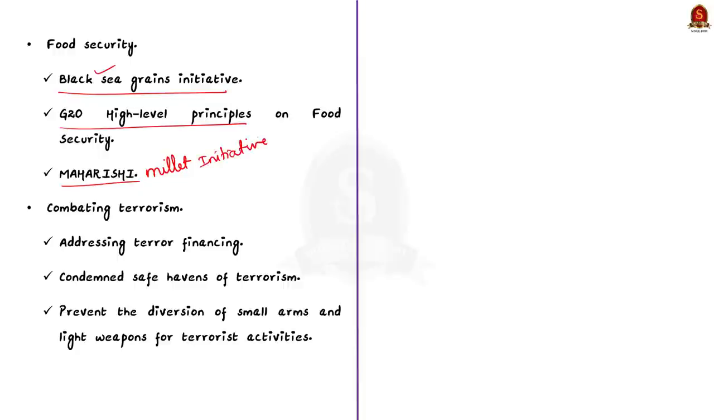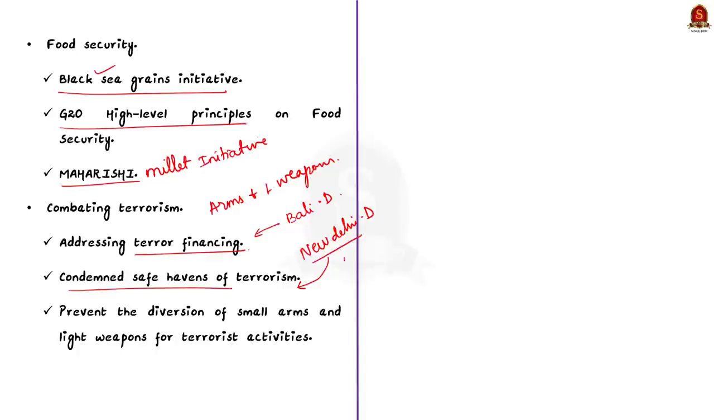Finally, you can mention the steps taken to prevent diversion of small arms and light weapons for terrorist activities. The last year's G20 Bali declaration only focused on financing of terrorism and strengthening of FATF, that is the Financial Action Task Force. But this year's New Delhi declaration seeks to address a wide range of concerns. It clearly condemned terrorism in all forms and manifestations. So the New Delhi declaration is basically wider and larger than the Bali declaration that happened in last year's summit.